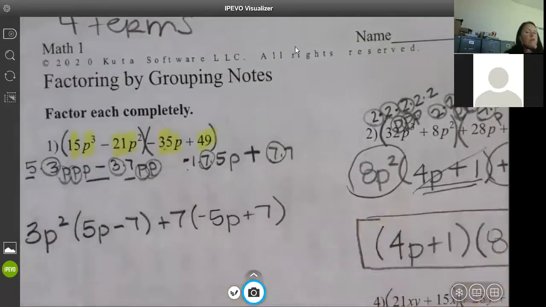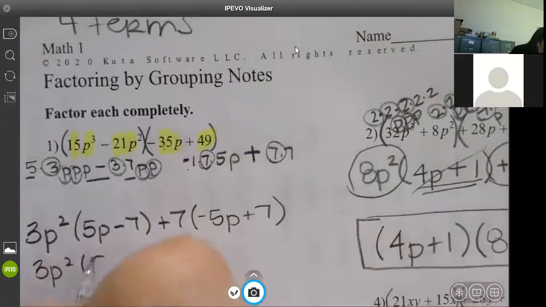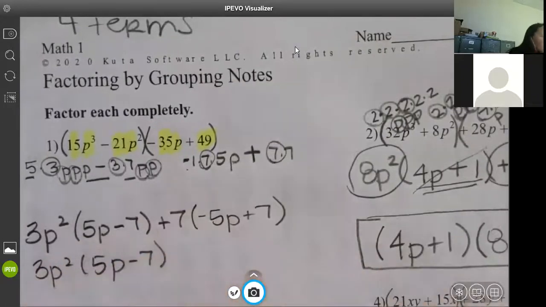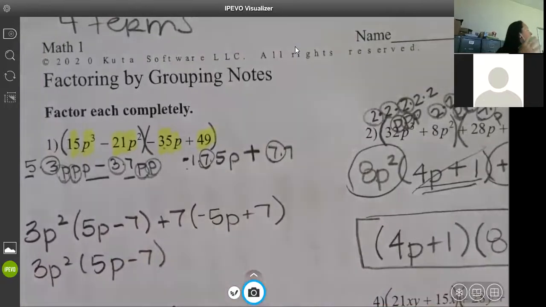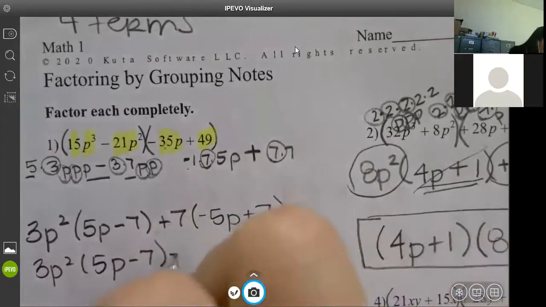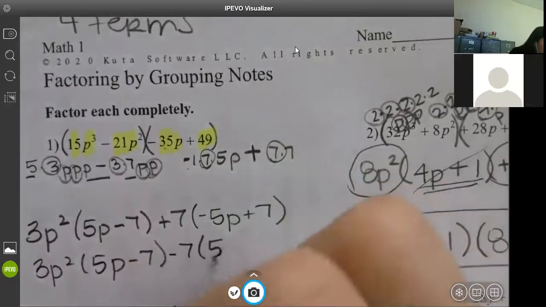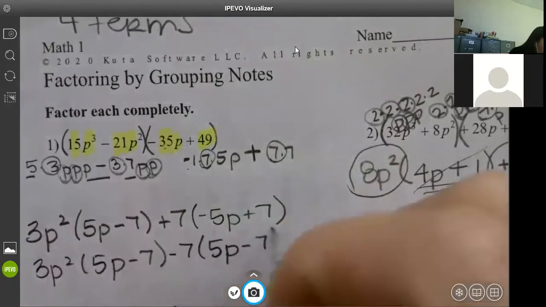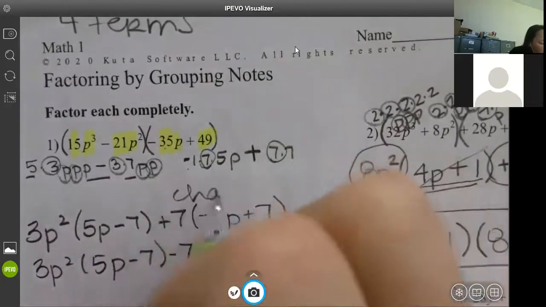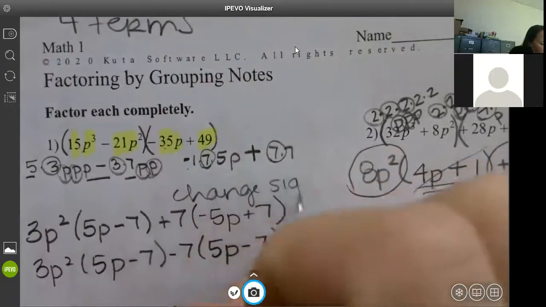Look at your parentheses though. What's wrong with your parentheses? How do they not look the same? The signs, right? So both of the signs are wrong. So this is how you fix them. You take your 3p squared and 5p minus 7 and leave it alone. Don't do anything with it. I want to change the sign. So now I have to change the sign of everything. So instead of a plus 7, I'm going to change it to a minus 7, which will change this to a positive 5p and a negative 7. So we're going to change the signs.